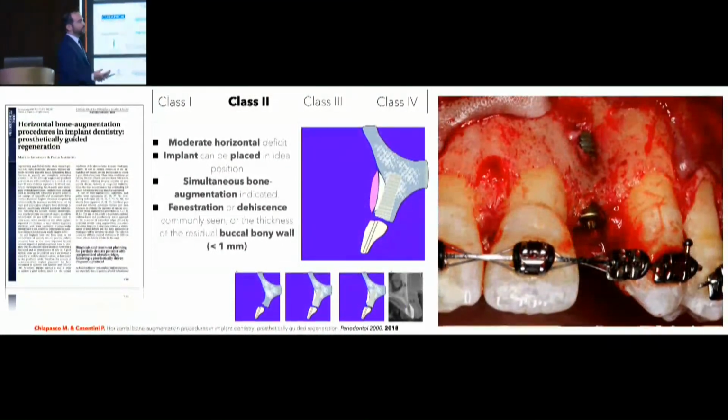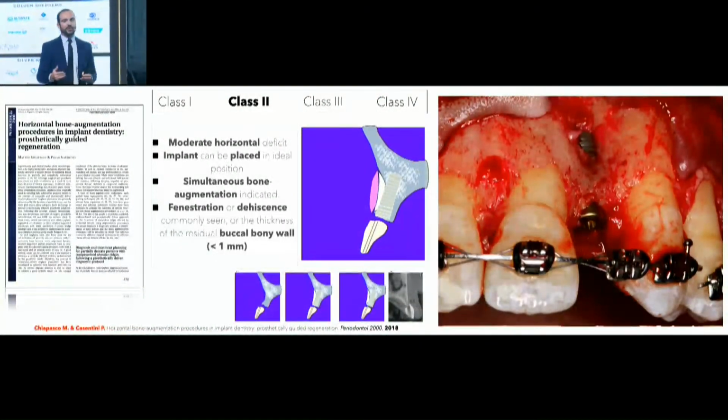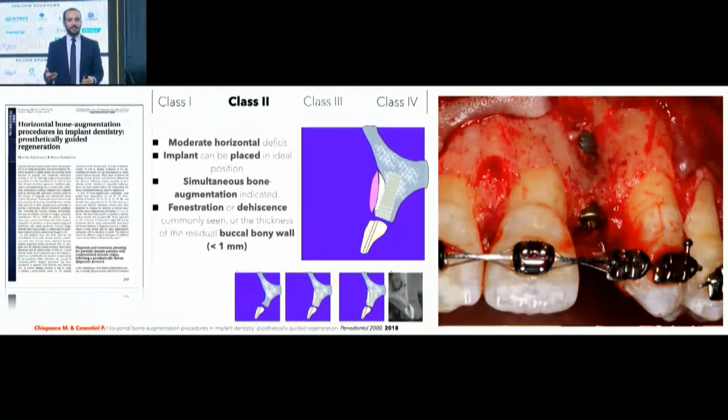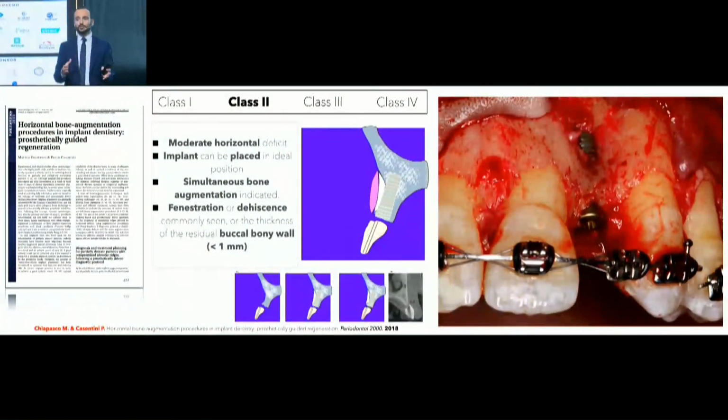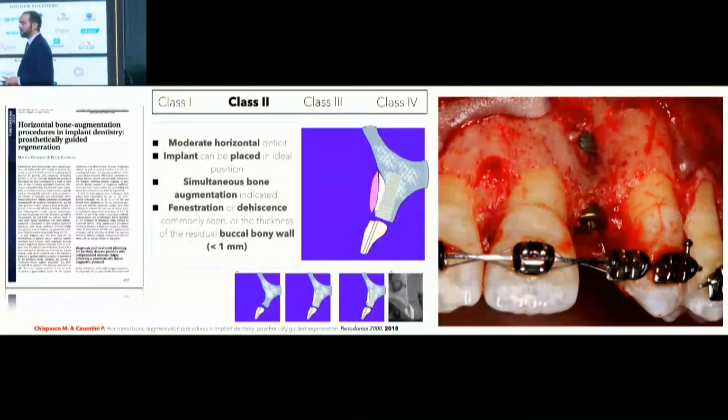We move to class 2, and as we are moving through the classification, they are starting to be a bit more challenging. What is occurring in class 2? We have sufficient bone for the placement of dental implants, but there is an exposure of the implant surface. We either have a fenestration, a dehiscence, or perhaps a complete exposure of the implant surface. In this case, when we have an exposure of the intraosseous part of the implant, we have no choice but to reconstruct, do some sort of alveolar bone augmentation through different techniques, but we need to augment the bone volume in order to cover the implant surface.